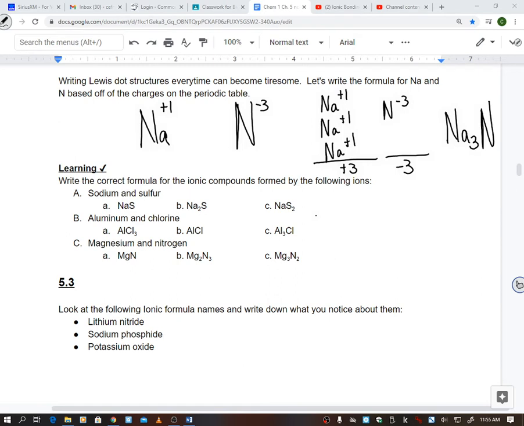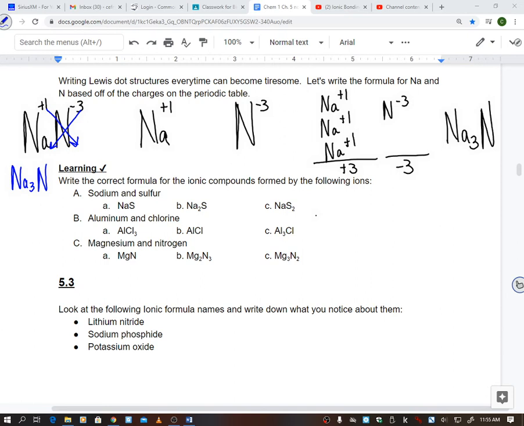Now, another way to do this is to crisscross these. So I'm just going to do this real quick, because you'll see a lot of these problems, and you don't want to have to write this out every time. One quick way is to go, okay, sodium has a +1 charge, nitrogen has a -3. I am simply going to bring that 3. I'm not going to look at signs. I don't want the negative. I'm just going to crisscross this, and it's going to give me Na3N. That is one very simple, quick way to do this. Just ignore the negative signs.